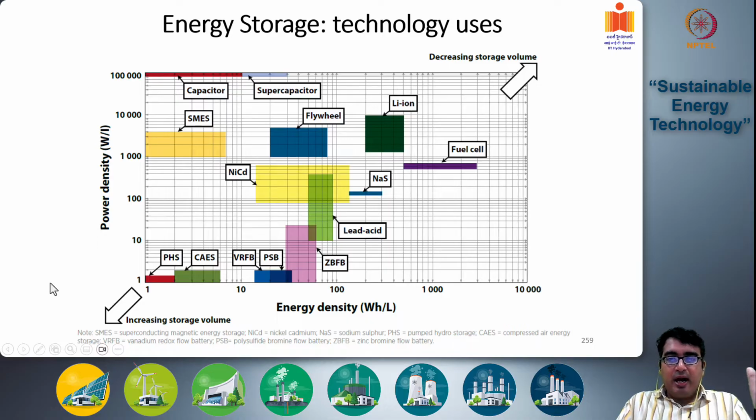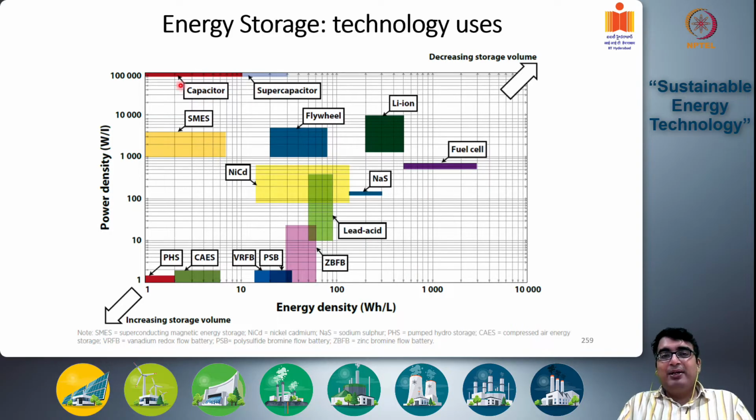Note here in this graph, let me use the laser pointer. This is a logarithmic graph. So it runs from 1 watt per liter to 100,000 watts per liter in steps of 10. Similarly, the energy density is also a logarithmic curve, 1, 10, 100, 1000, 10,000. So this is say 100, this is 200, 300, 400, 500, 600, 700, 800, 900, 1000. So the values here are non-uniformly distributed. That needs to be remembered because it's a log-log plot.